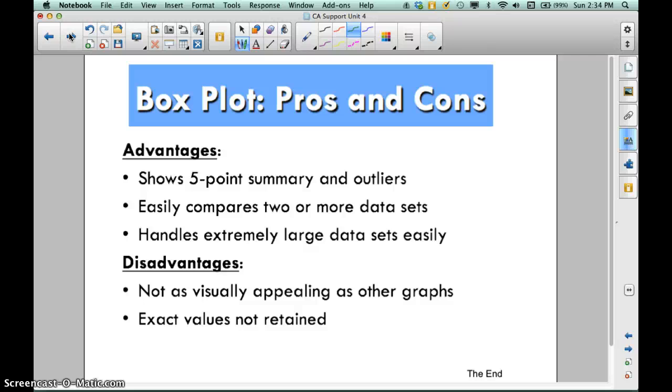It's also not as visually appealing as the other graphs. We can see so much information as far as how often something occurs on histograms and dot plots. But box plots are useful in many cases, and we're going to practice working with them some more.